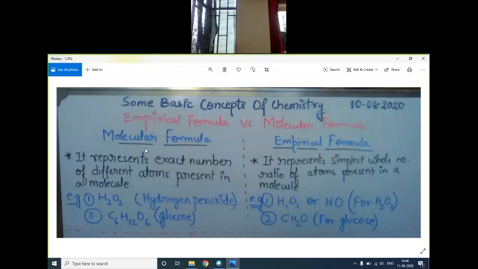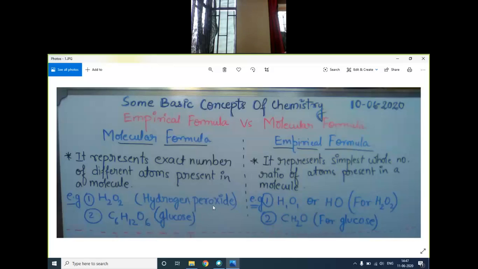So, what is molecular formula? We already know. Molecular formula represents exact number of different atoms present in a molecule. How many atoms of each kind are present in a molecule is shown by molecular formula. For example, in H2O, we can easily get that 2 atoms of hydrogen and 1 atom of oxygen is there.